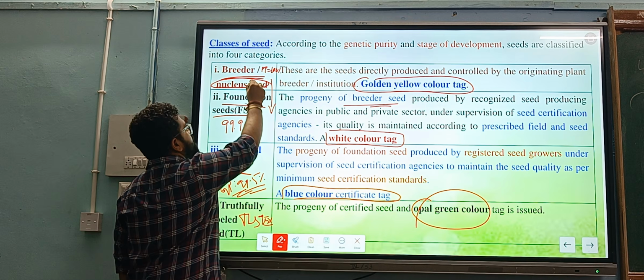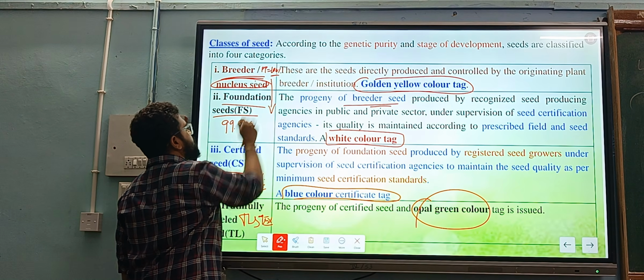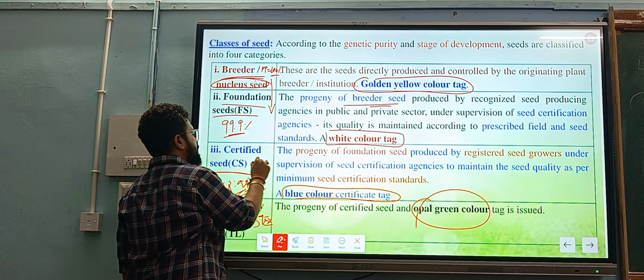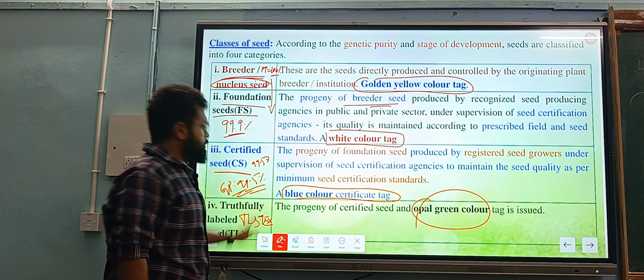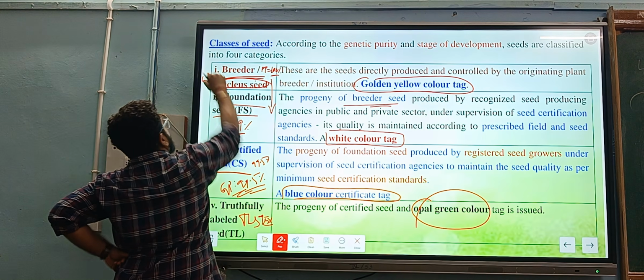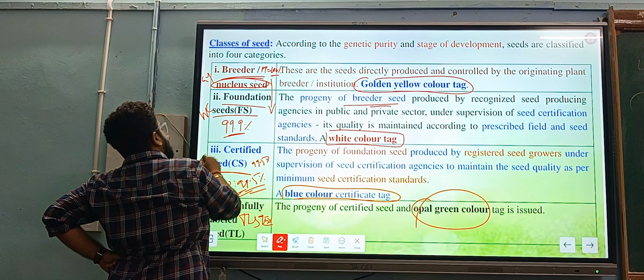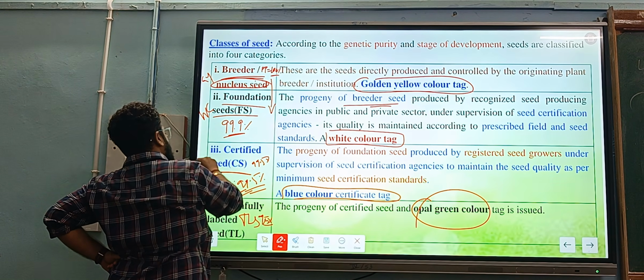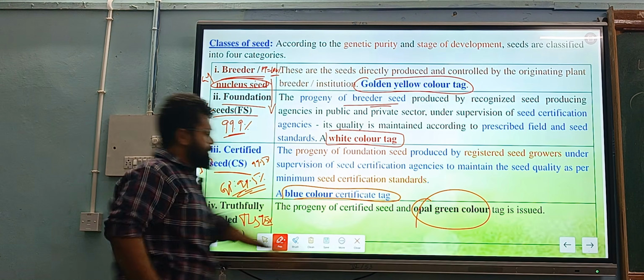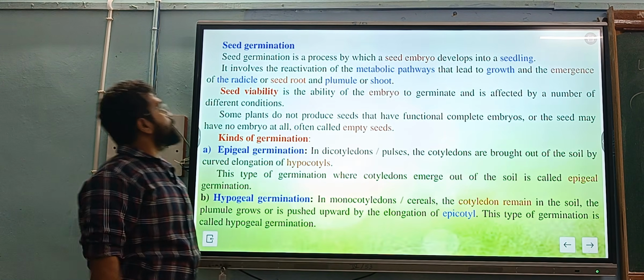So breeder seeds 100% purity percentage, foundation seeds 99%, certified seed 99.5%, and truthful label seeds 90%. With respect to tag, breeder seed is golden yellow color, foundation seeds white color, certified seeds azure blue color, then truthful label seeds opal green color. These are the tags of the particular class.